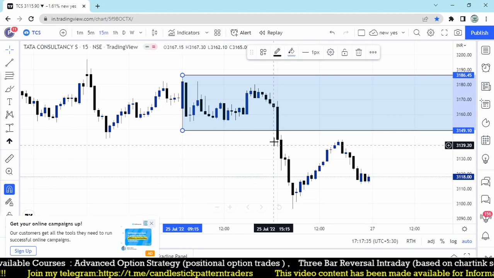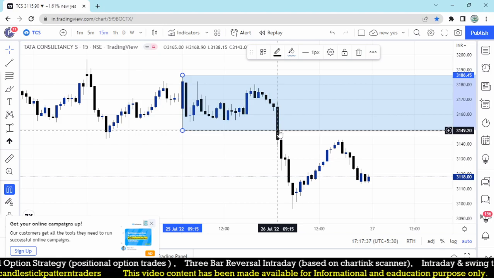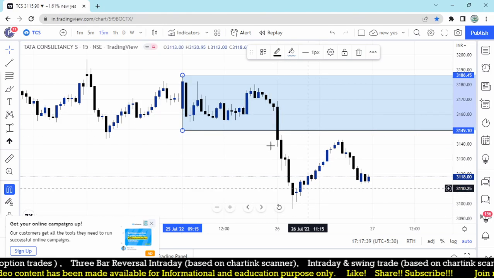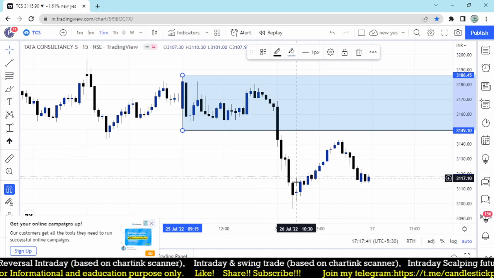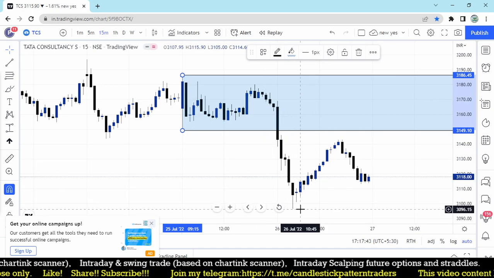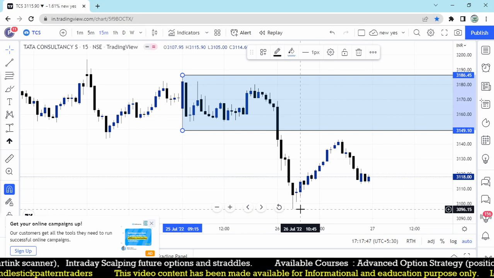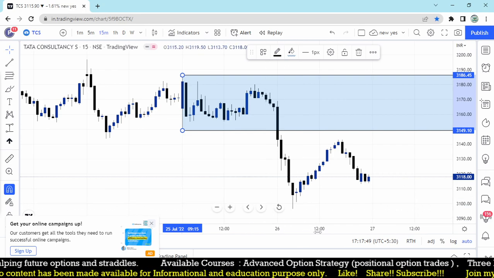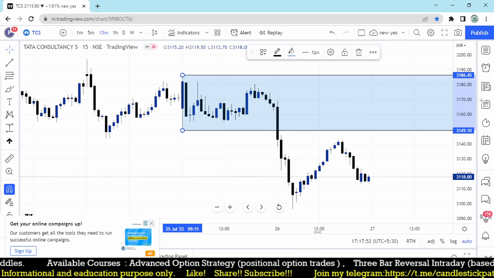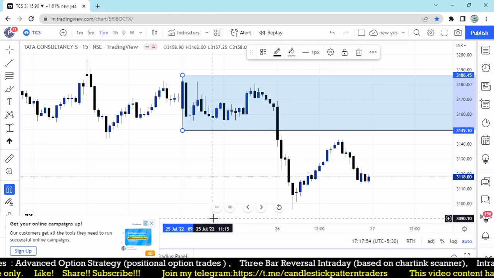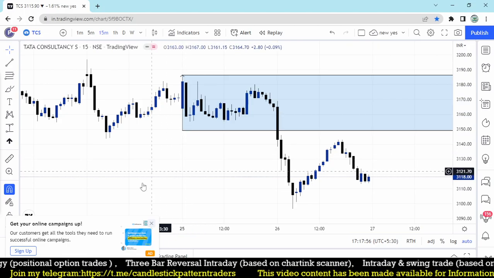By the next day, the market broke that level right at the opening. In the first 15 minutes itself it broke down, and within 4-5 candles it fell to 3096, almost 36 points. Here it is more than 36 points. After it gives you more than 36 points, you can exit the trade. This is the kind of trade I am going to find.